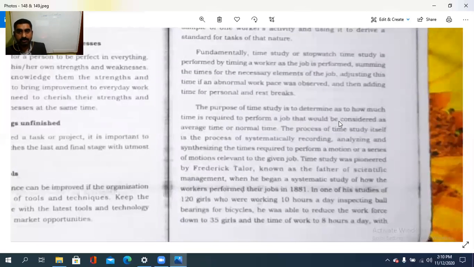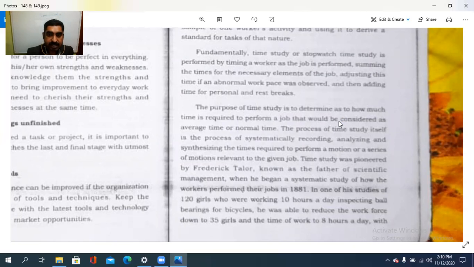Then the purpose of the time study is to determine as to how much time is required to perform a job that would be considered as average time or normal time. So ശരാശരി അല്ലെ യഥാർത്ഥ ടൈം ലിമിറ്റ് എന്ന് പറഞ്ഞാൽ how much time is required to perform a particular job. That is the exact time or the normal time. The process of time study itself is the process of systematically recording, analyzing, and synthesizing the times required to perform a motion or a series of motions relevant to the given job.